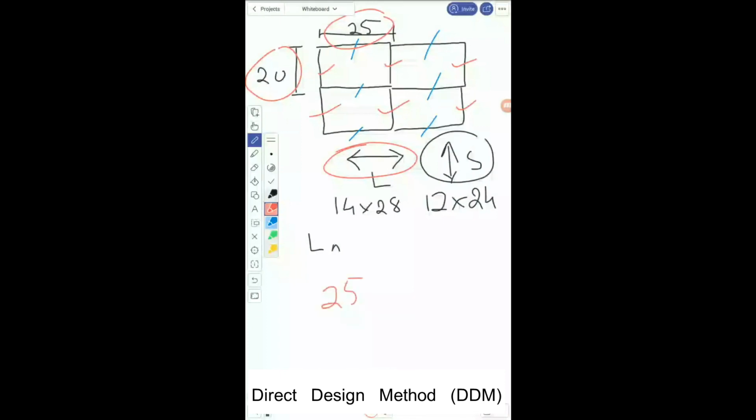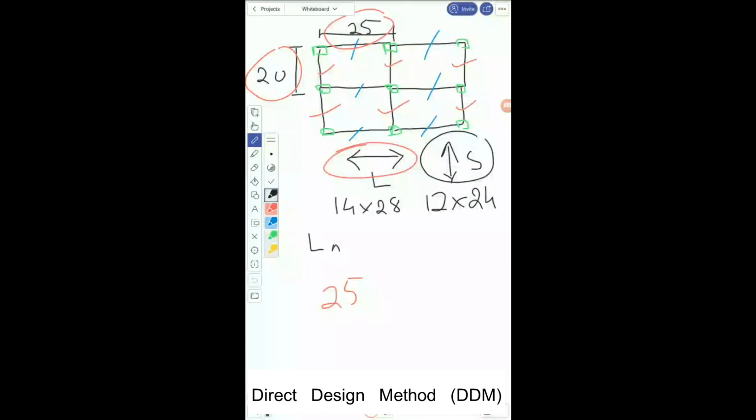But we know that this 25 feet is center to center span. There are columns here, at this point, at the intersection. There's a column here, then a column here. Similarly, a column here, a column here. We have columns everywhere. And the dimensions given in the numerical, that 25 feet, this is center to center dimension.